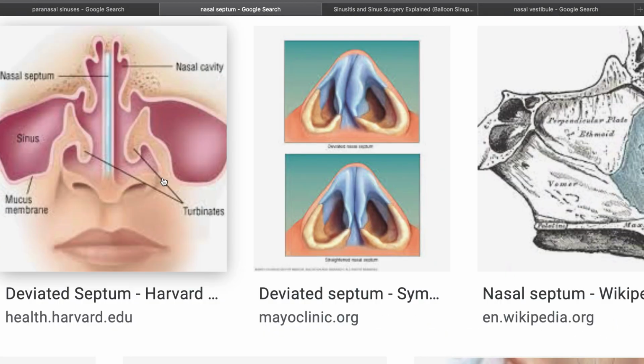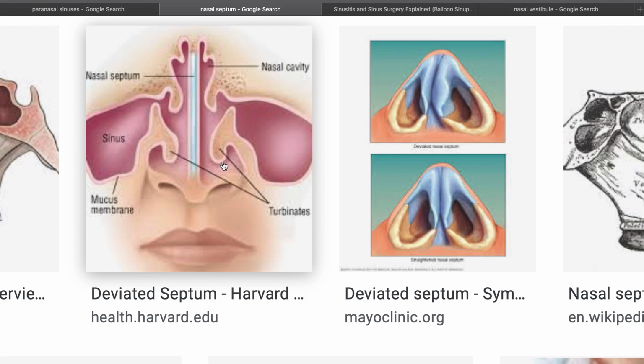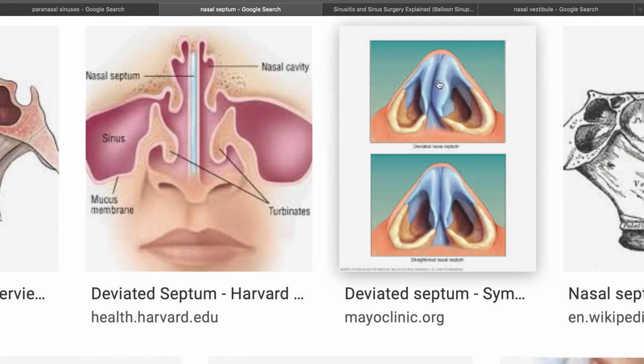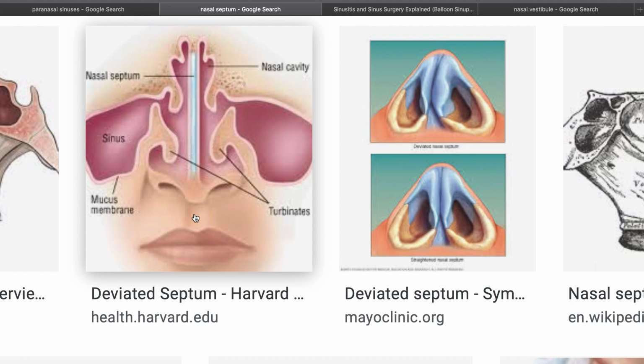And I like this picture. This is just a frontal perspective, so it's easier to see that you actually have this nasal septum. The nasal septum can be different. Like a lot of people, it's a little curved. It's not this perfect straight one like in this picture, but it divides your nasal cavity in half. And so that's what the nasal septum is.